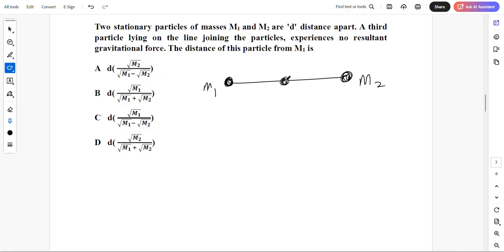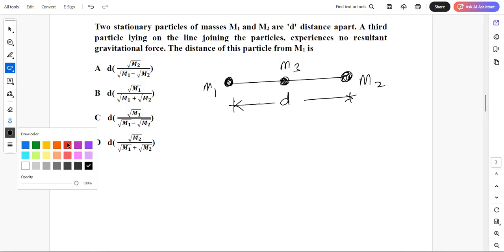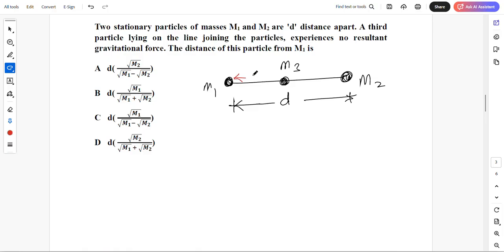Let us say m3 is here. m1 and m2 are at a distance D. Let us say this distance is x, and this will be d minus x.